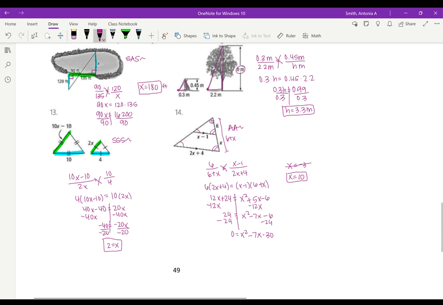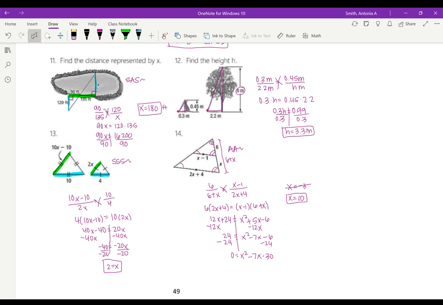Okay, and I don't think I wrote on number 12 what similarity statement we use here. We are creating right angles here. And then with our sides being proportional, we know that those angles are the same. So this is angle similarity. Or, because we know our sides are proportional, side-angle-side.